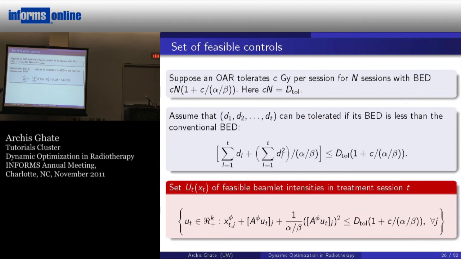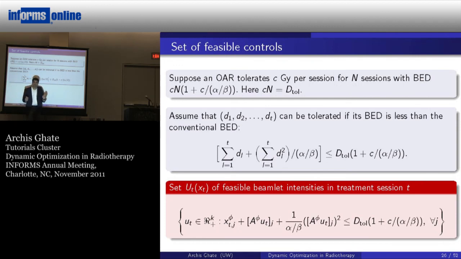So I simply compute its BED, and the BED is simply the sum of the doses. I'm giving C n times, so that's the sum, and then C squared n times divided by alpha over beta. So this is the BED of the conventional fractionation scheme, which the OAR is known to tolerate. And what I am saying here is that some other sequence D1 through DT will be tolerated if its BED is less than what the OAR is known to tolerate.